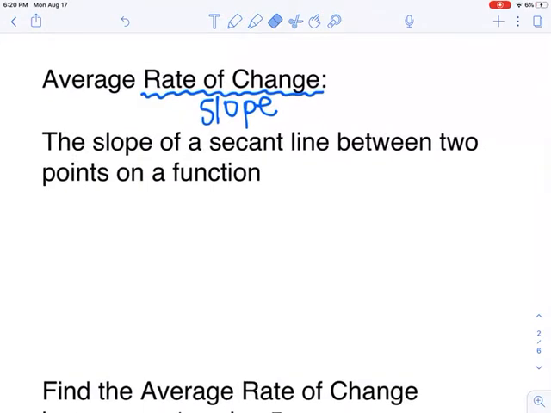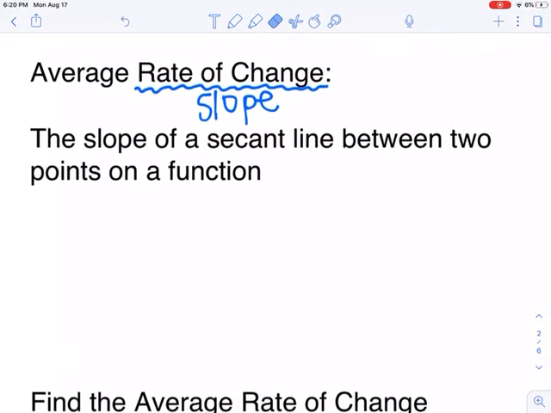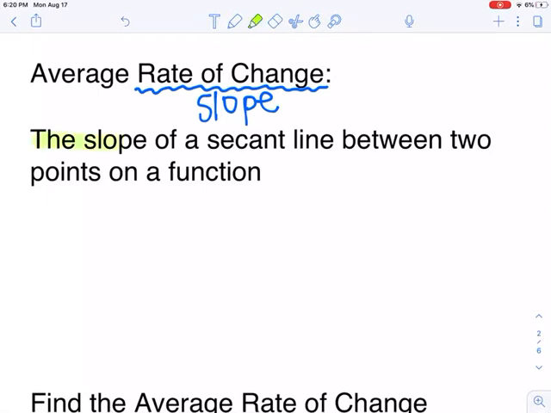So the average rate of change is what we call the slope of the secant line between 2 points of a function. So I'll let you go ahead and copy that down. Here is the definition.